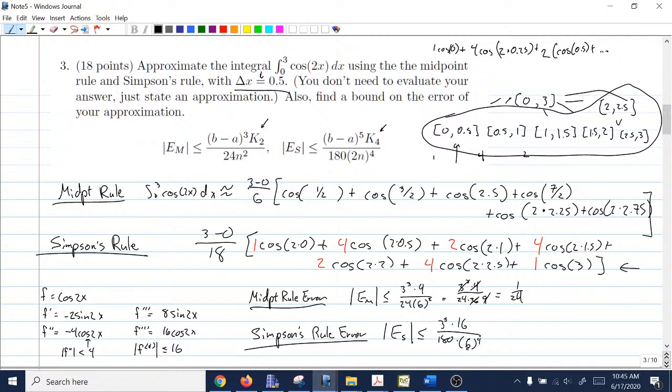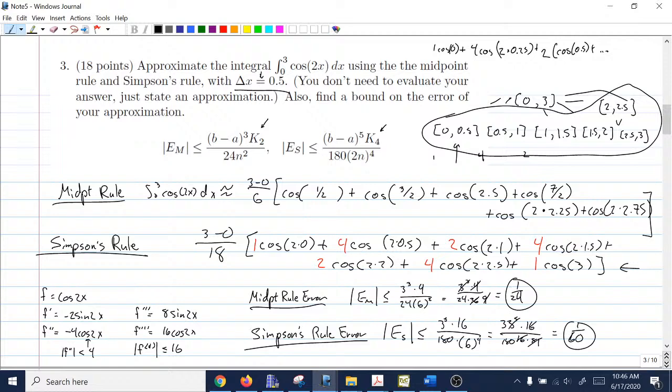How is this going to reduce? 6 to the 4 is 2 to the 4 times 3 to the 4, which is 16 times 81. Don't worry about reducing these. I'm doing it because I'm being a butt. 3 to the 5th. 81 is 3 to the 4th, so that'll cancel and leave a 3. I'm left with 3 over 180, that's 1 over 60. These are the bounds I'm getting.